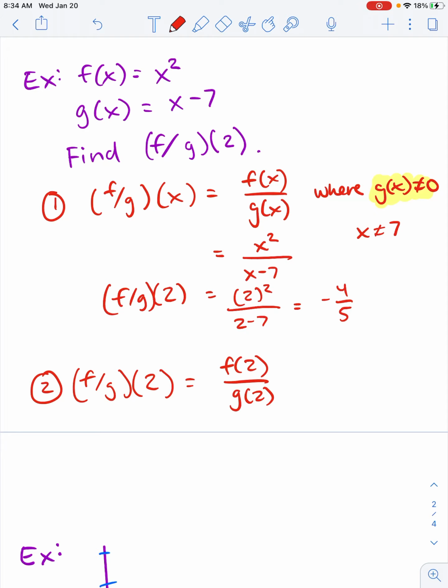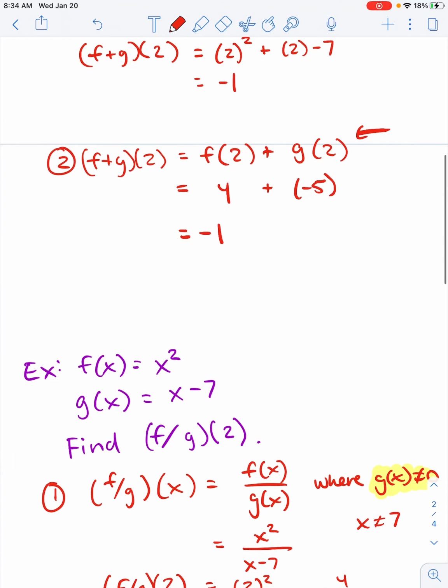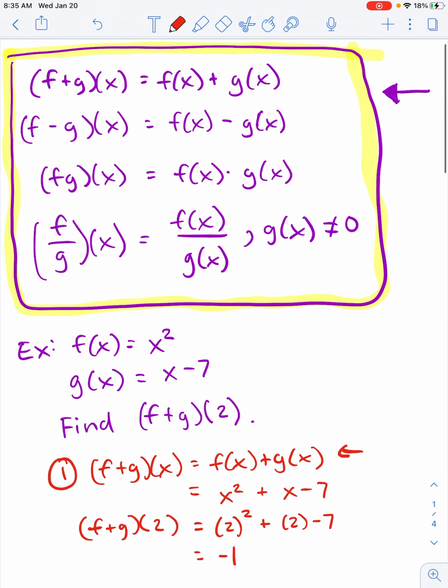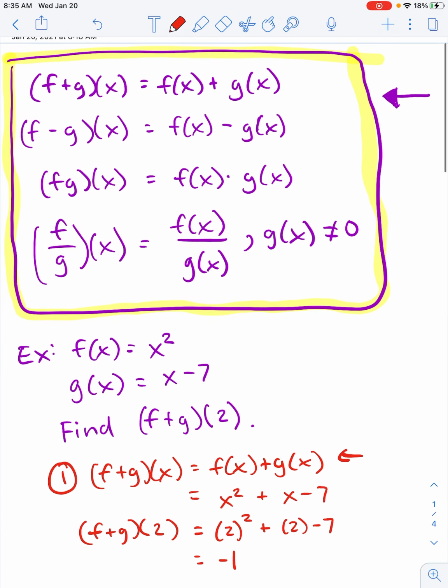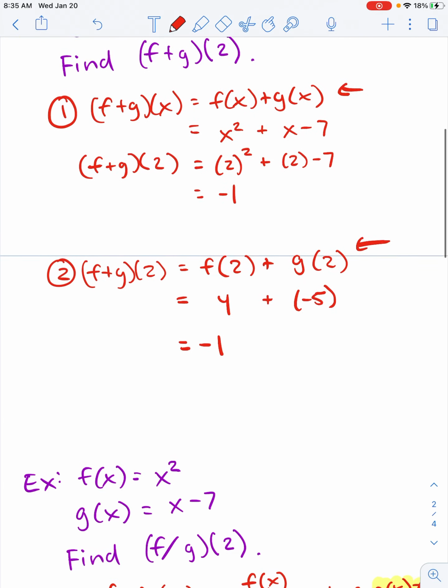The second way I could do it is just by skipping straight ahead. And I know I want to find f divided by g of 2, so that's f of 2 over g of 2. F of 2 is going to be 4. G of 2 is going to be -5. So I'm not going to do one with subtraction or multiplication, but it's basically the same as what we just did for those two examples. You would just have a different operation in there, but it works the same way.